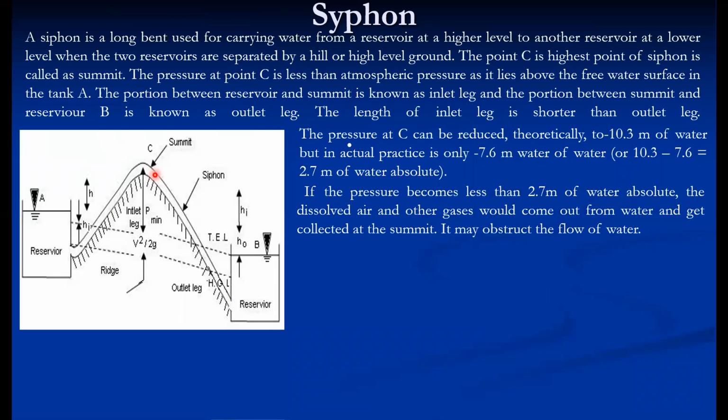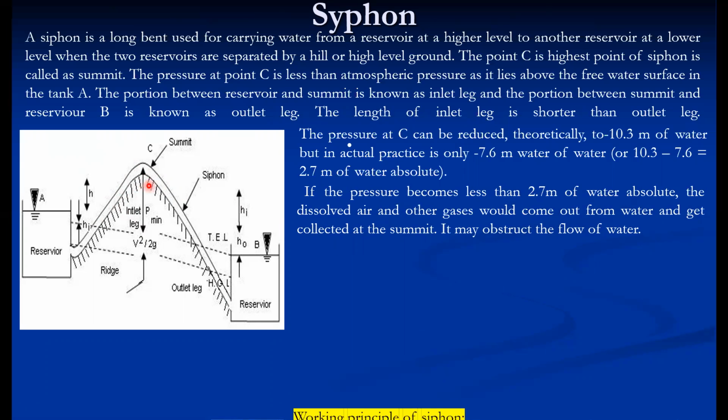If the pressure becomes less than 2.7 meter of water absolute here, the dissolved air and other gases would come out from the water and get collected at the summit, and it may obstruct the flow of water. So as the height increases, the pressure decreases, and if dissolved air or other gases come out of the water, they get collected here and the flow is obstructed. So we have to make sure that the pressure should not fall below 2.7 meter of water.